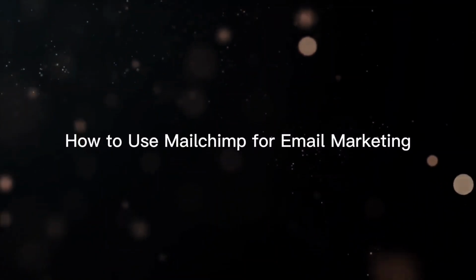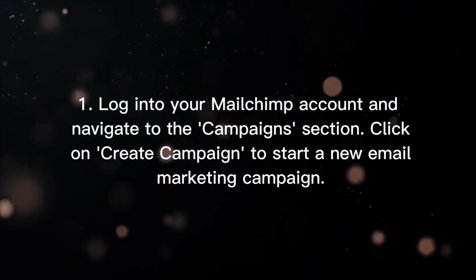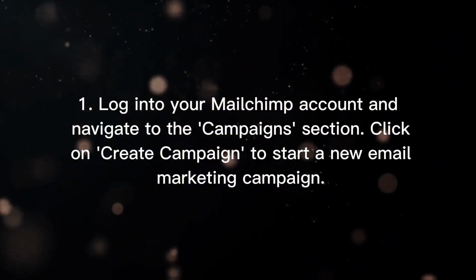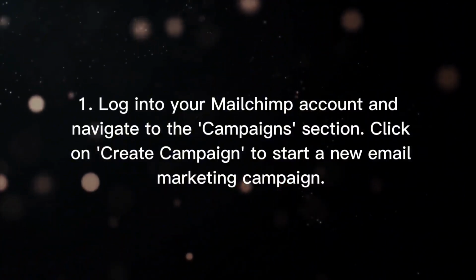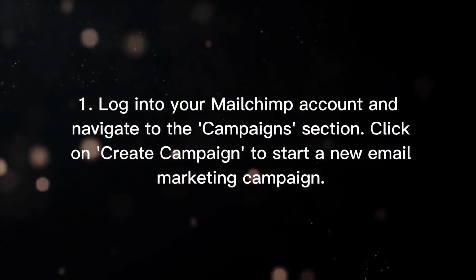How to use Mailchimp for email marketing. You can do this in just 7 simple steps. 1. Log into your Mailchimp account and navigate to the Campaigns section. Click on Create Campaign to start a new email marketing campaign.